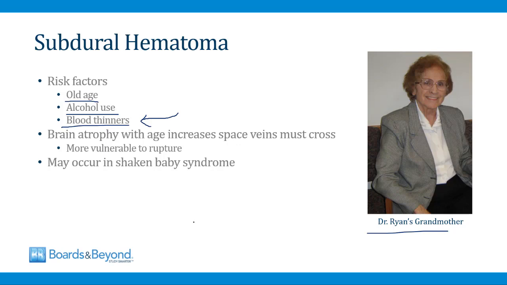And the reason older patients have subdural hematomas more often is because the brain shrinks as we age. This is called brain atrophy. And this increases the space that those bridging veins have to cross in the skull, and therefore the veins are more vulnerable to rupture. You can also occasionally see subdural hematomas in babies, and when this happens, it's usually evidence of the shaken baby syndrome and child abuse.